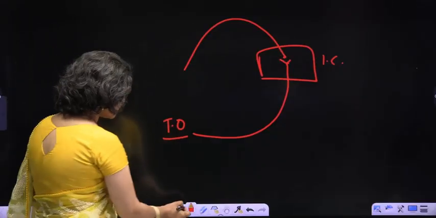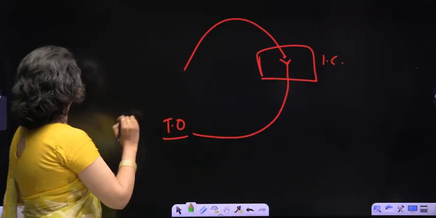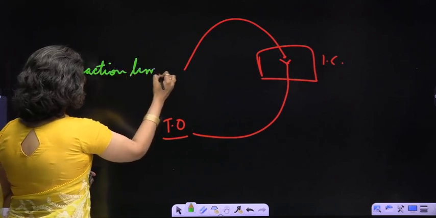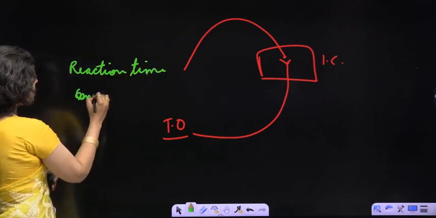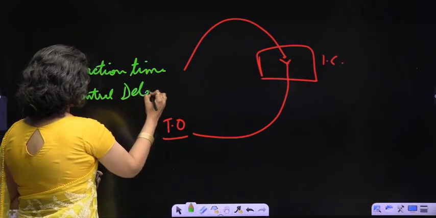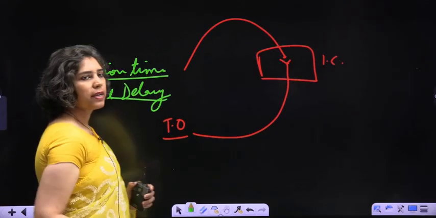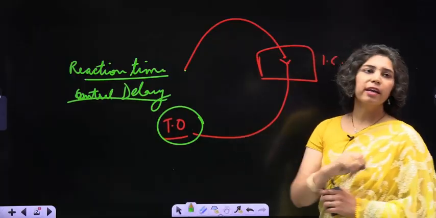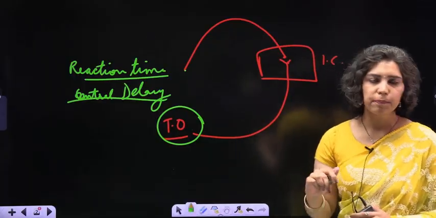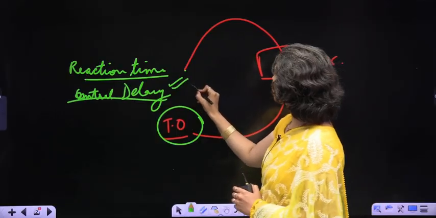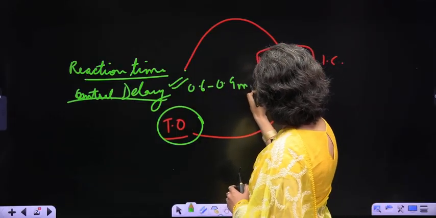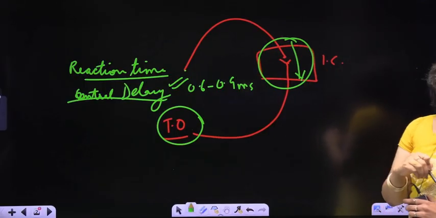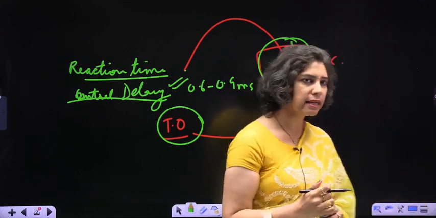Now there are two terms. First term is reaction time, and second term is central delay. Reaction time is the time between the application of the stimulus and the effect that is observed at the level of the target organ. And central delay is around 0.6 to 0.9 millisecond, and it is the interval during which the impulse traverses the spinal cord or the integration center.